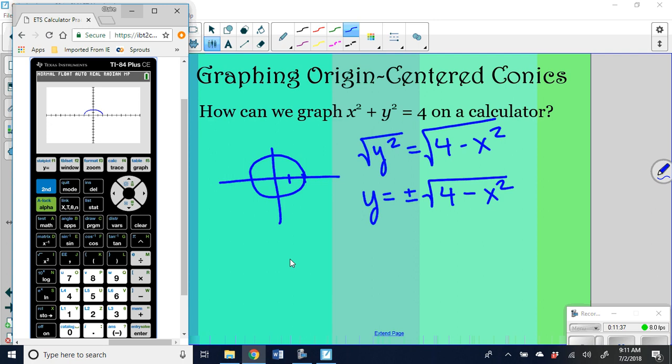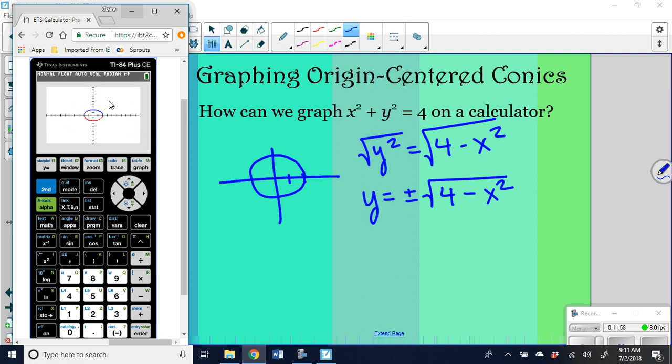You graph it, it gives you the top part of the circle. Why don't we have the whole circle? Because over here it says plus or minus. So you need to go back over here and you need to do the negative of the square root of 4 minus x squared. And then if you graph it, it makes the whole circle.